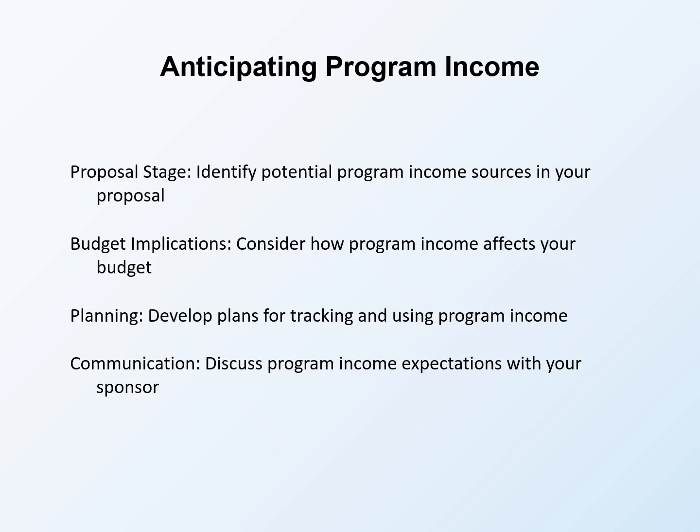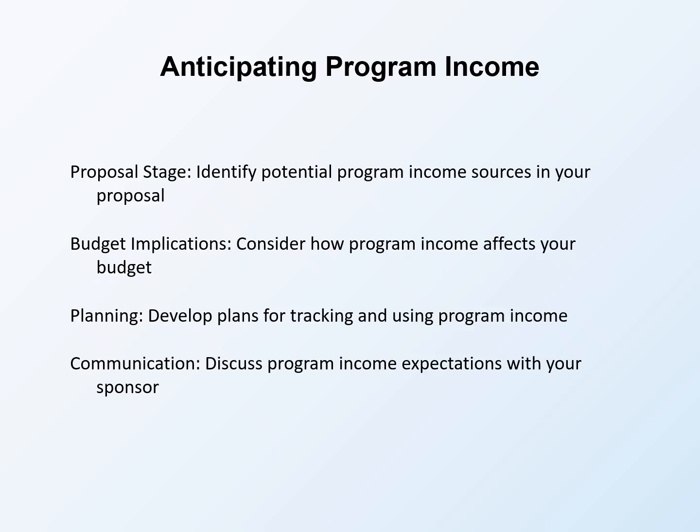At the proposal stage, identify potential program income sources your project may generate. If your training program will charge fees, if your research may produce licensable intellectual property, if your service program will bill third parties, note these possibilities. Some proposals require disclosure of anticipated program income. Budget implications of program income depend on which method applies. Under the deduction method, program income reduces your federal request. Under the addition method, it supplements available resources. Understanding the budget impact helps you plan your project finances appropriately.